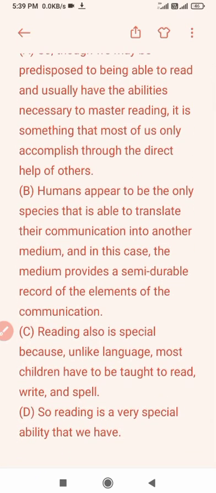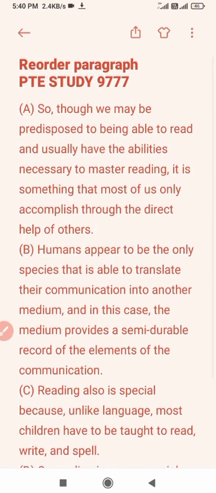So after B comes D, which is a part of the element, reading. Reading is a very special ability that we have, and after that C: reading also is special because unlike language, most children have to be taught to read, write, and spell. These are all our communication skills, elements of the communication: read, write, and spell. And the last one is A: though we may be predisposed to being able to read and usually have the ability necessary to master reading, it is something that most of us only accomplish through the direct help of others.